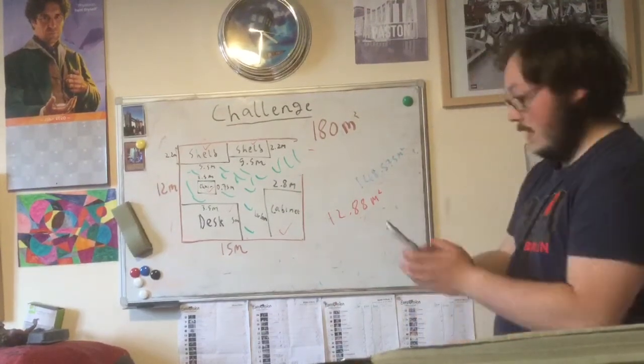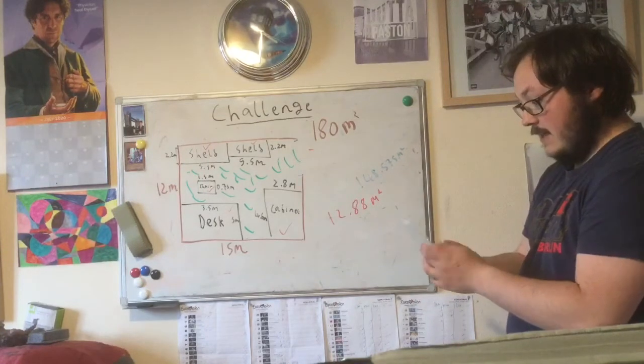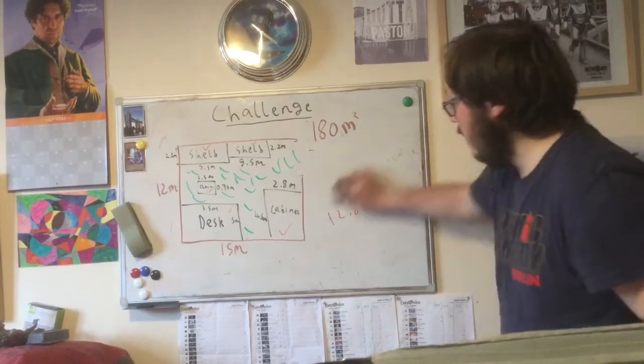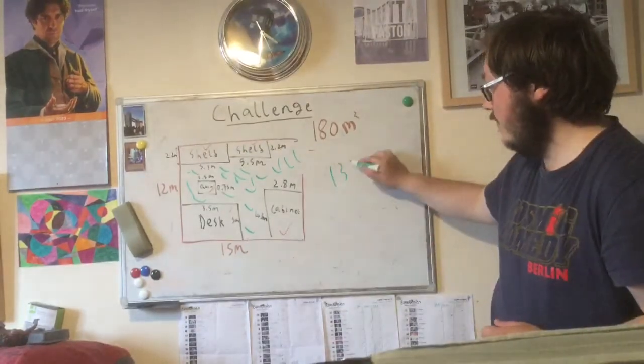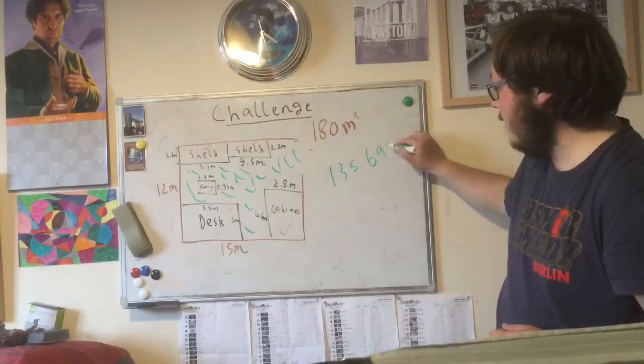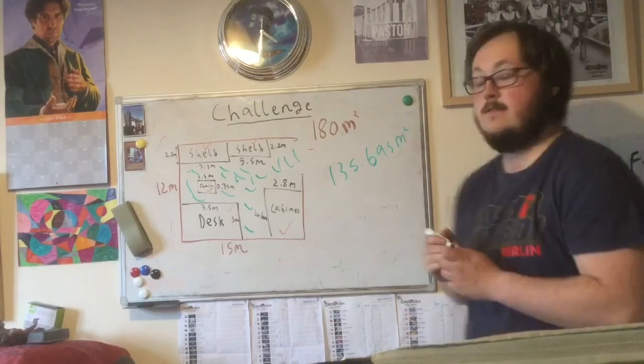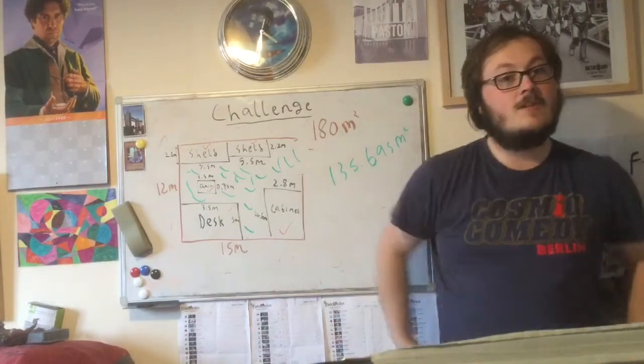And finally, we take away 12.88, and that gets us our final answer, which is the total area of all the carpet space, 135.695 meters squared. That's all you do.